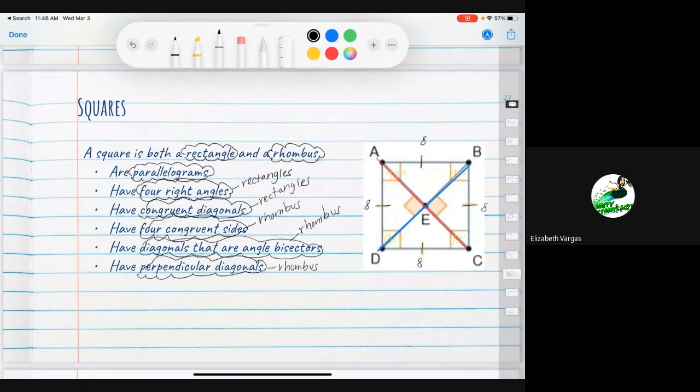The diagonals are angle bisectors. So as you can see, those diagonals cut that 90-degree angle into two congruent halves. So 45, 45. Same thing goes for all those other ones. So those diagonals bisect those angles into congruent halves. And then again, those diagonals are perpendicular to each other. So they intersect at a 90-degree angle. Okay?